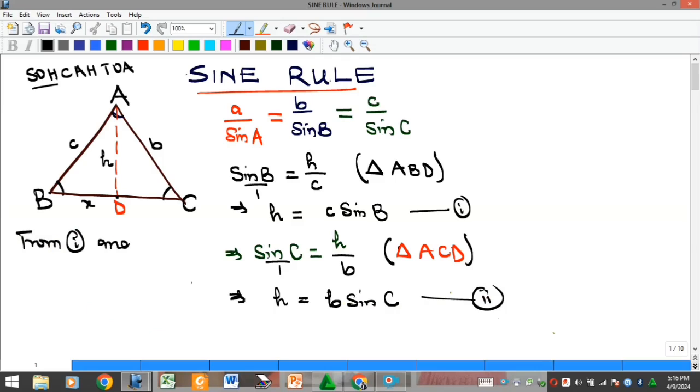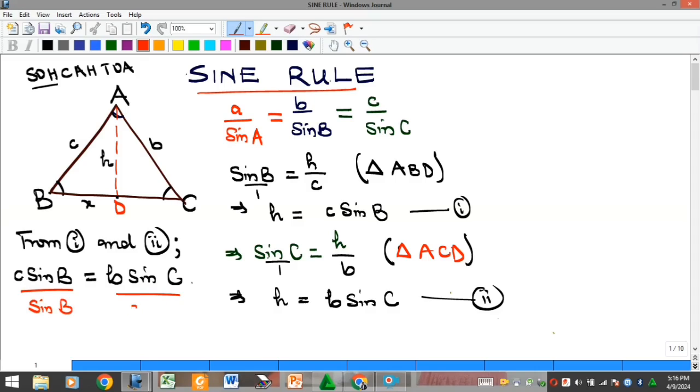From equation 1 and equation 2, you will see that since h is equal to h, it means that c sine B will be equal to b sine C. And that's very beautiful. So what can we do now? If I divide both sides by, for instance, sine B here, what am I going to get? This will cancel this.